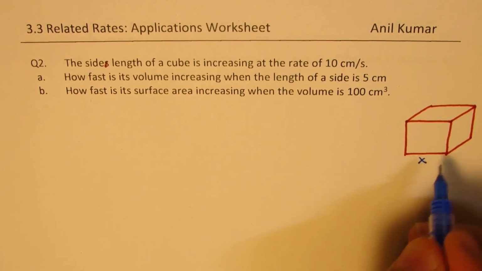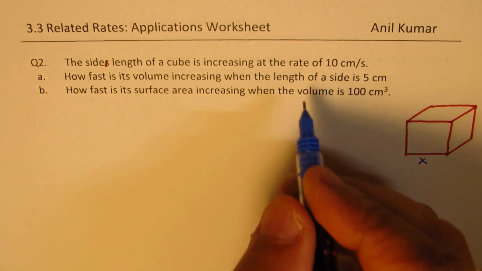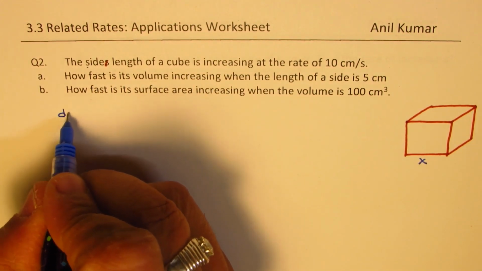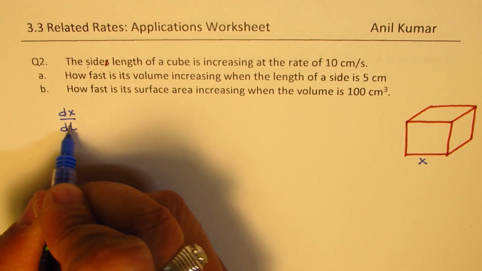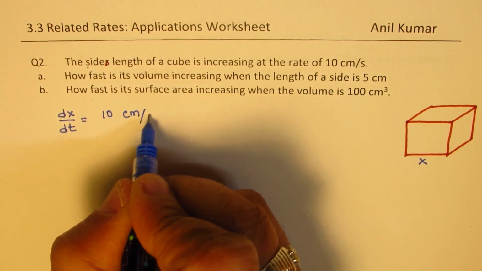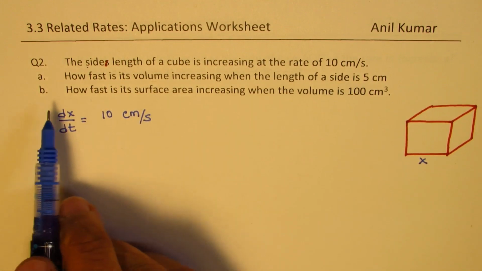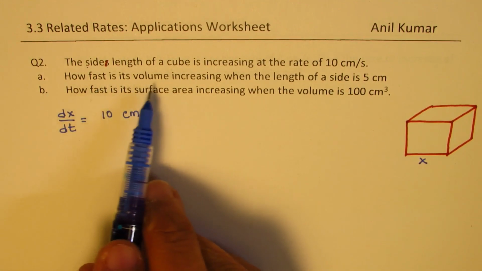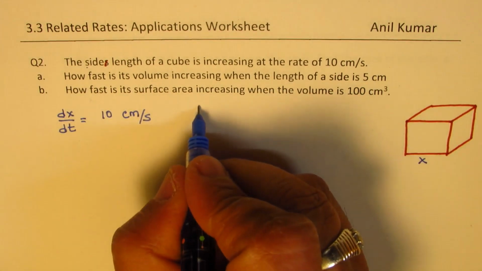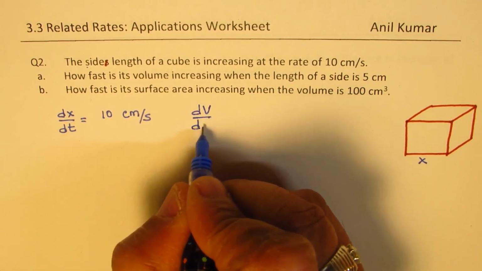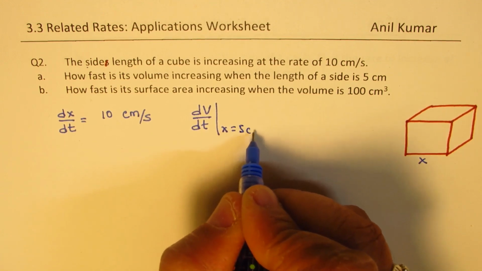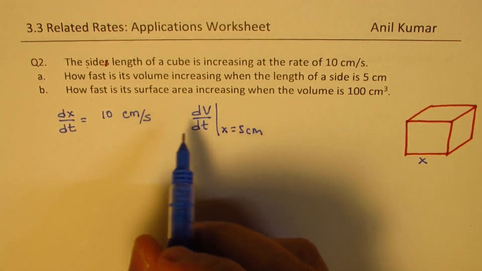So we'll just put x for length at any time, and side length is increasing, means it is positive. So dx/dt is equal to 10 centimeters per second. Now part A is, how fast is the volume increasing when the length is 5 centimeters? So we want to find dV/dt when x is 5 centimeters. Same units, right? No problems here.